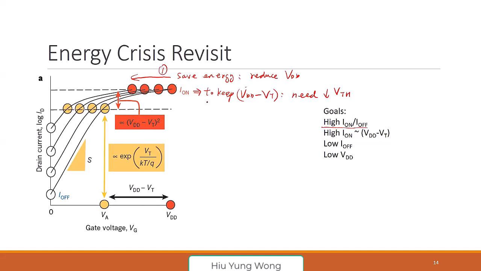This is 1. This is 2. And because of this, what happened? I off increased substantially. What is the solution? The only solution is reduce the subthreshold swing. If I can make it very steep, like this, then I can have high I on, low VDD, and low I off at the same time.